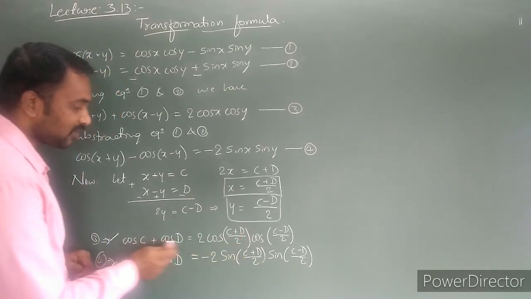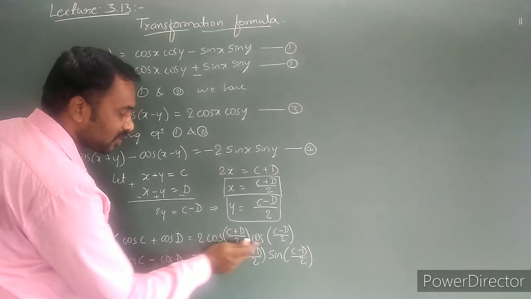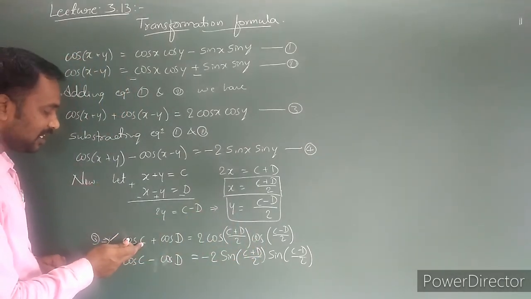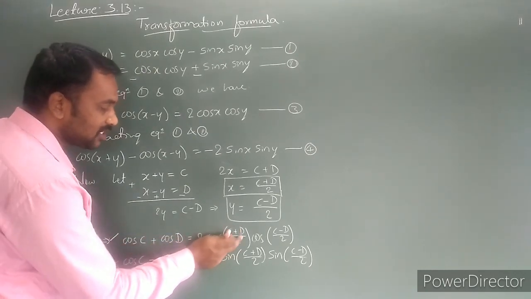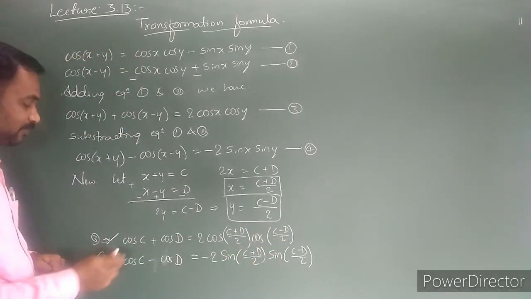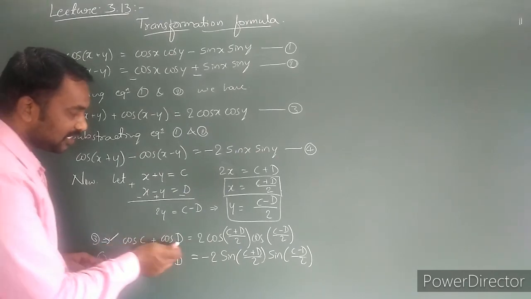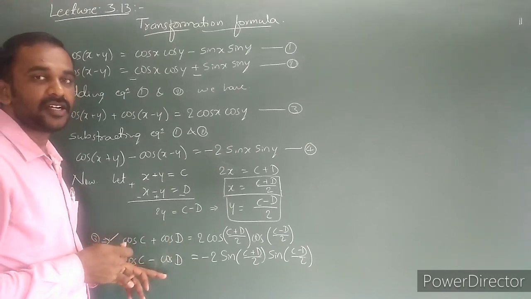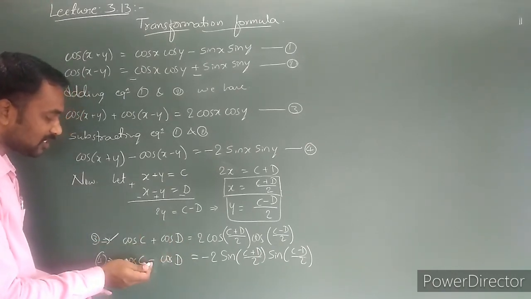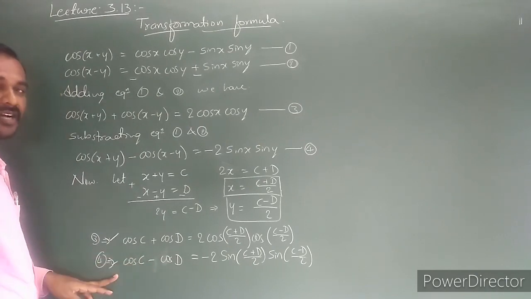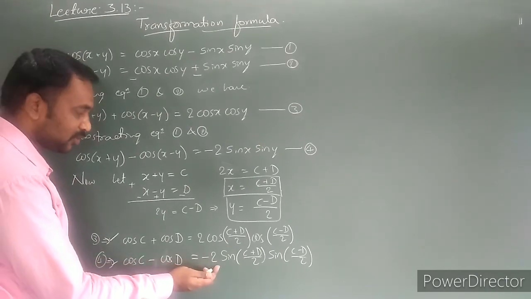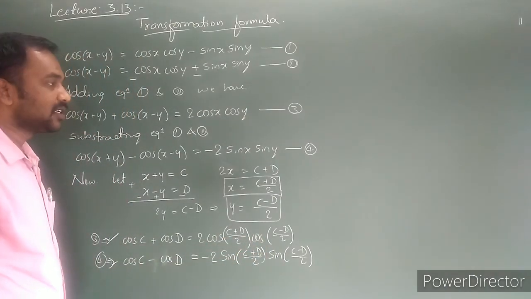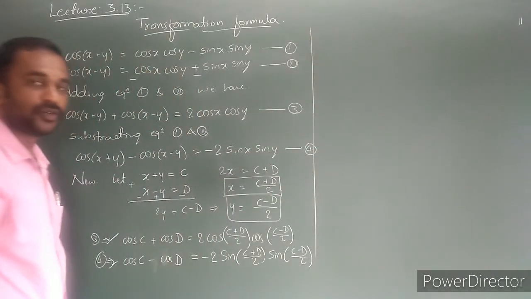So in cos c plus cos d, the right hand side has the same cos ratio. But what about the change in the angle? Here the angles are c and d, and here c plus d by 2 and c minus d by 2, with the product as 2. Similarly, cos c minus cos d, with cos and a middle minus sign, the right hand side is minus 2 into sin ratio as the middle product. Are you sure? Similarly, let's take the two more formulas.